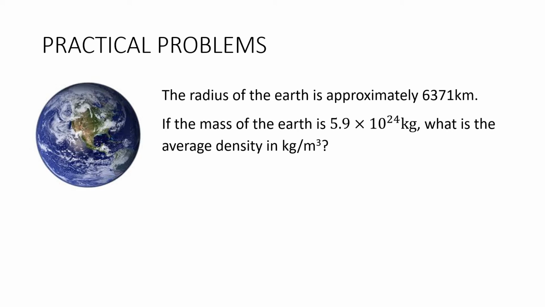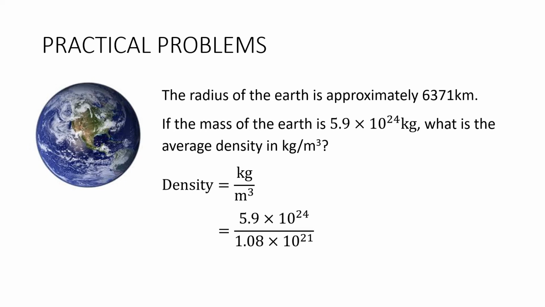The mass of the Earth is 5.9 times 10 to the power of 24 kilograms. What is the average density of the Earth in kilograms per meters cubed? Now, if you haven't heard of density, it means how thick something is. But we're kind of given a formula here, kilograms divided by meters cubed. So kilograms, that's the mass, and meters cubed is the volume. So there's our formula. Let's substitute in. So there's 5.9 times 10 to the power of 24 is the mass. 1.08 times 10 to the power of 21 is the volume.